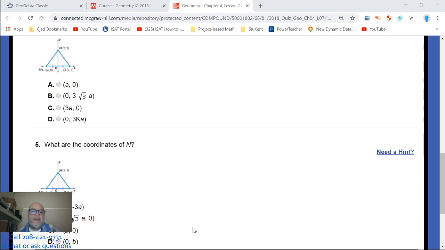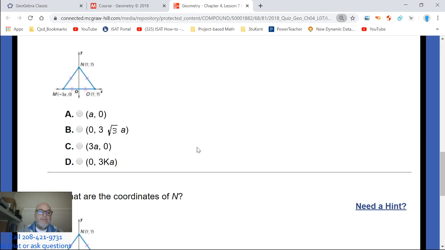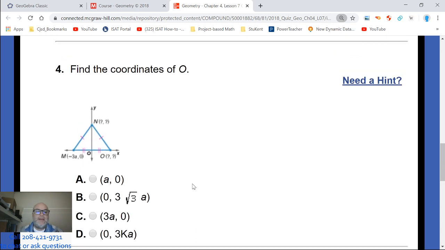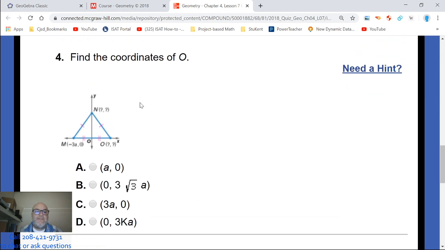Okay, so let's talk about this again. I'm going to zoom in here a little bit, like that. In this problem, they asked us to find the coordinates of O. We knew the coordinates of O because they're on the x-axis, so the y value is going to stay 0. So it's going to be 0 here at the y value.